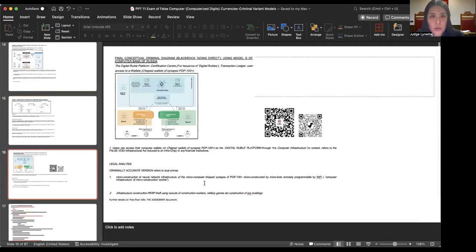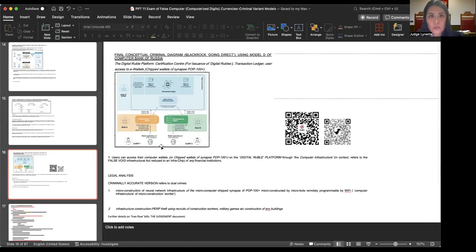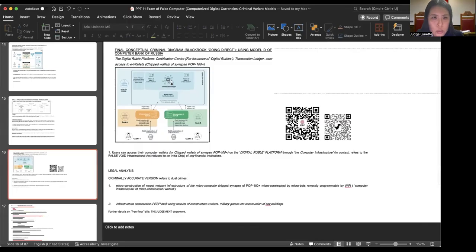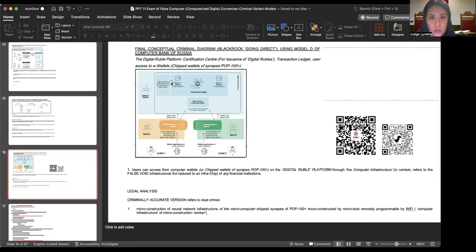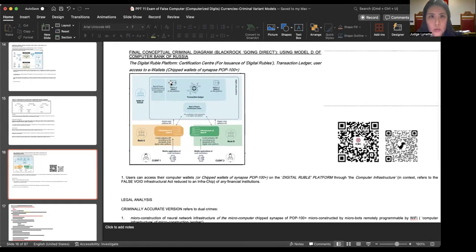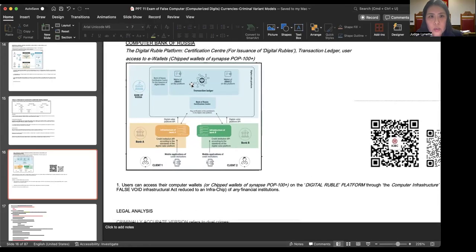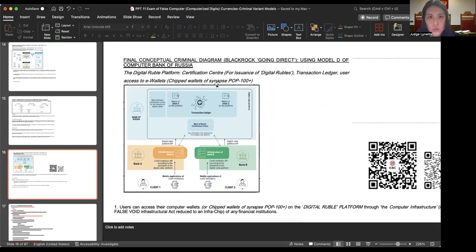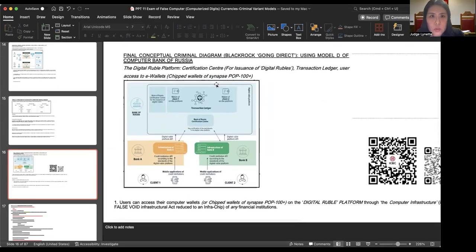Okay, so then this is the final conceptual criminal diagram that we will examine before we end this part with using the Model D of Computer Russia. You can see here that it is the diagram that is drawn for the Computer Virtual Bank of Russia. And that's why they have a logo here, a mini logo, but this is virtual. Okay, this is virtual. It's the Virtual Computer Bank of Russia.